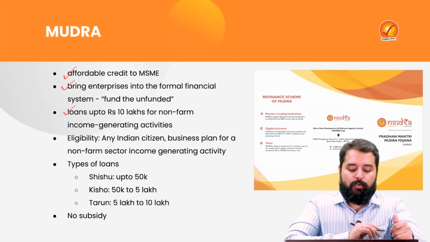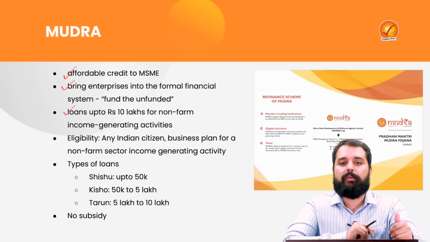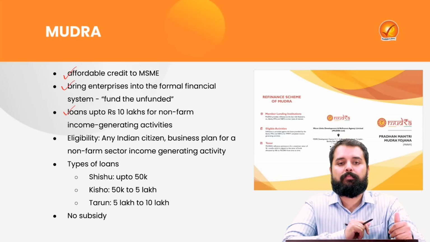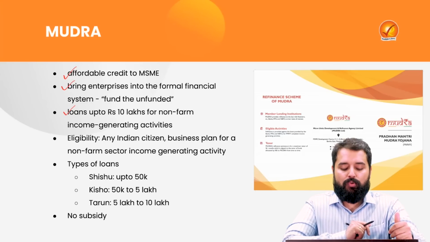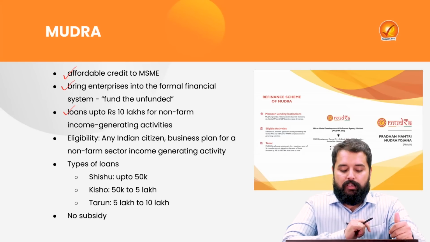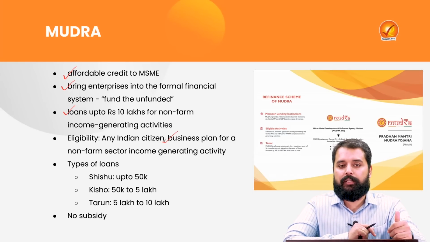Loans are provided up to 10 lakh rupees. These loans are provided for non-farm income generating activities. So if any Indian citizen seeks a loan of up to rupees 10 lakh, he can get a loan under the Mudra scheme if he has a business plan for a non-farm sector income generating activity.